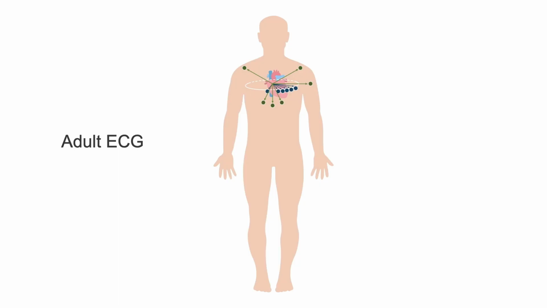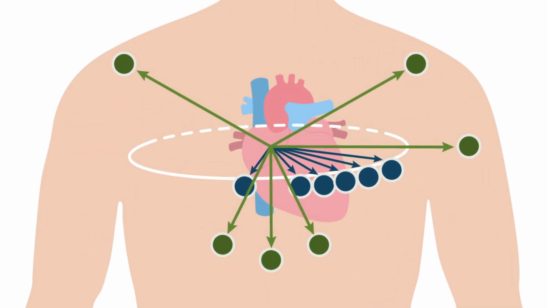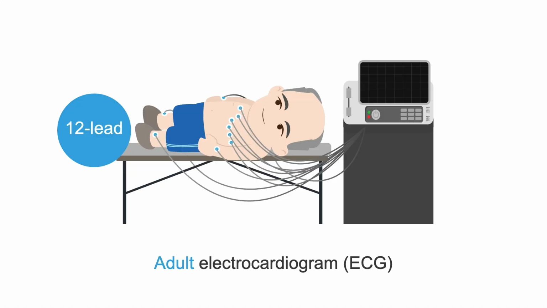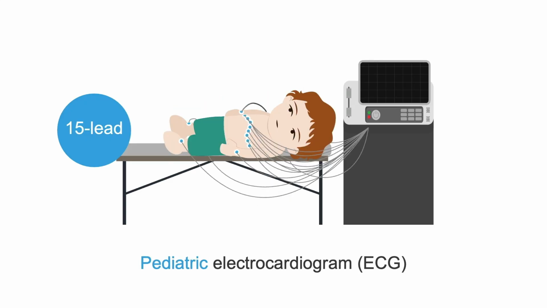We are familiar with the conventional ECG used for adults, which consists of 6 limb leads, 1, 2, 3, AVR, AVL, and AVF, and 6 precordial leads, V1 through V6, placed on the chest for a total of 12 leads, captured by 10 electrodes. But the standard approach for obtaining an ECG in a pediatric patient less than 18 years is to use 15 leads captured by placing an additional 3 electrodes on the chest.